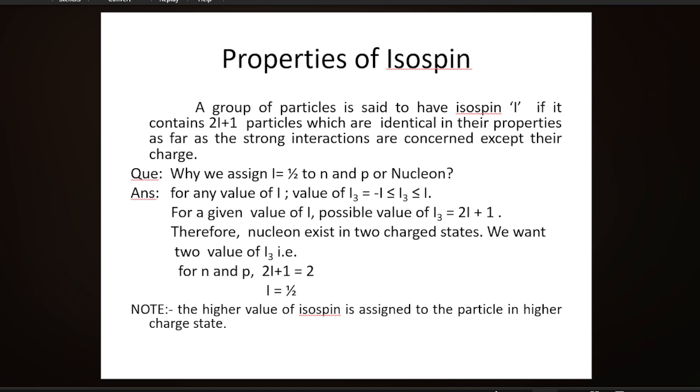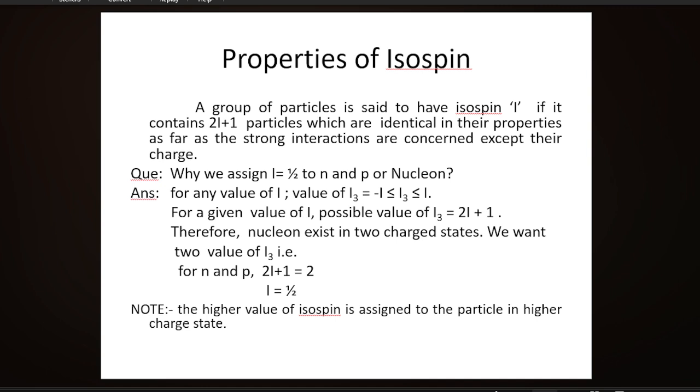Properties of isospin. As we have discussed, a group of particles is said to have isospin I if it contains a number of particles, that should be 2I plus 1, which are identical in their properties as far as the strong interactions or strong nuclear forces are concerned, except their charge. Here we do not compare the charges. We know the neutron has neutral charge and proton has positive charge, but the nuclear forces are the same for them.